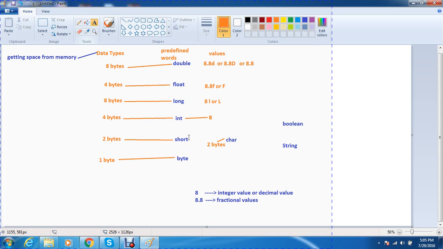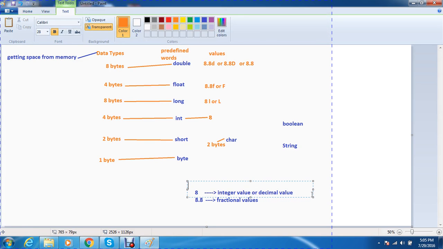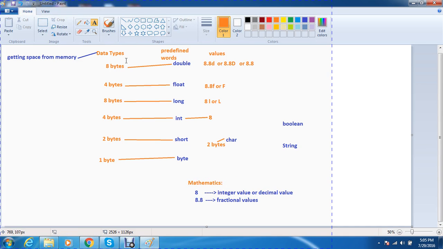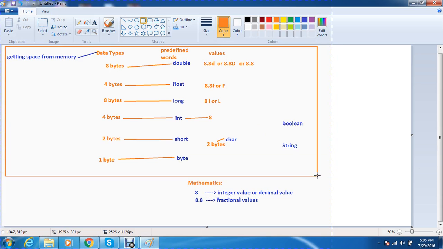This one is this representation in our mathematics. Okay, now this is what our Java is, this entire thing. Okay, now observe.